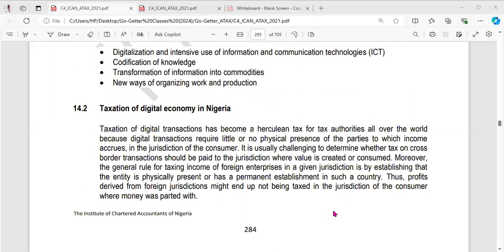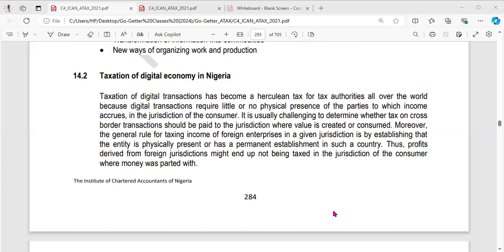Now, look at the taxation of digital economy in Nigeria. Taxation of digital transactions has become a Herculean task for tax authorities all over the world. Why? Because digital transactions require little or no physical presence to the parties to which income accrues in the jurisdiction of the customer. Okay, so now look at it.